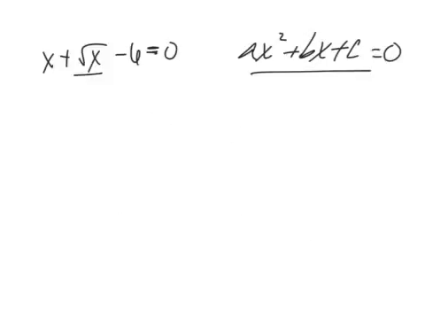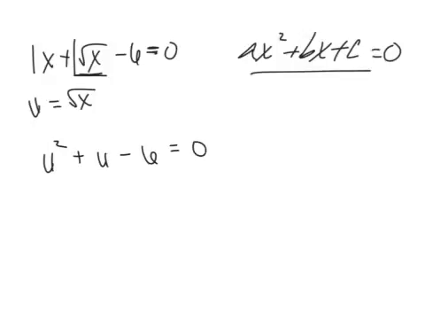Alright, so because that's our second one, there's a 1 here and a 1 here, right? And our second one says that we have the square root of x. So u is going to equal the square root of x. Okay? So, let's go ahead and write this. We're going to write this as u squared plus u minus 6 equals 0.